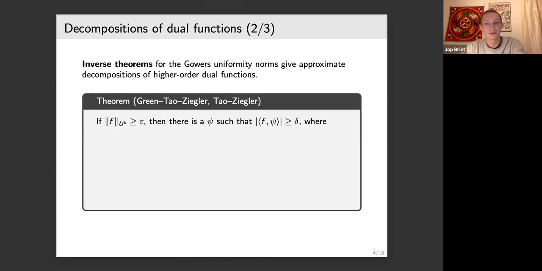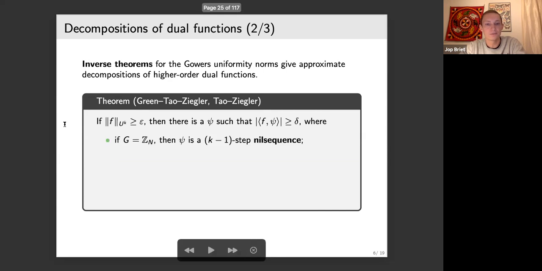These inverse theorems, there are various versions depending on the types of groups you're working over. They roughly say the following. I hope you'll forgive me for being somewhat imprecise. If your function has a large Gowers U^k norm, then there is some other function, psi, that correlates with your function, has large inner product, where this psi has a very specific form. If you're working over a finite cyclic group, then this psi is something called a k-1 step nil sequence, actually one that has bounded complexity as well. I'm not going to go into the details of what these nil sequences are. It won't be so important for the rest of the talk.